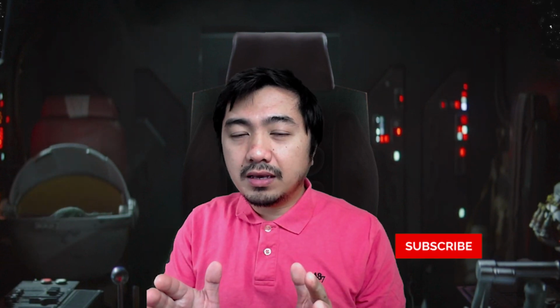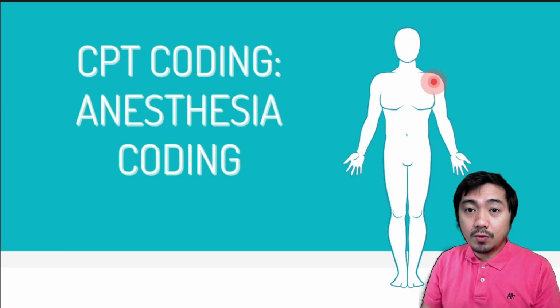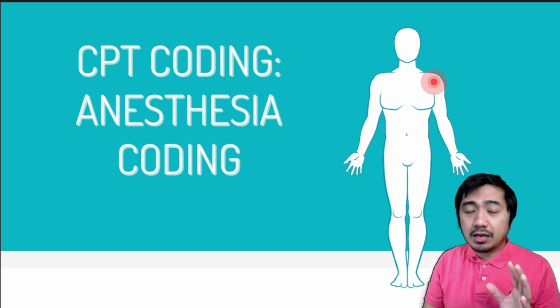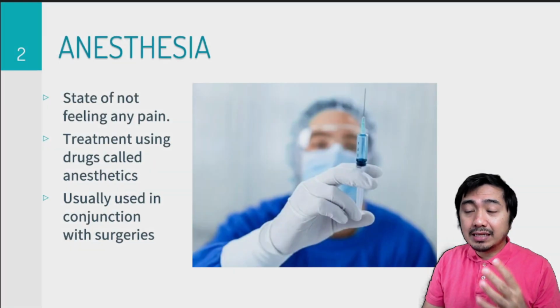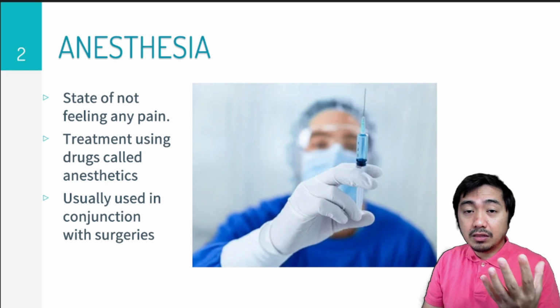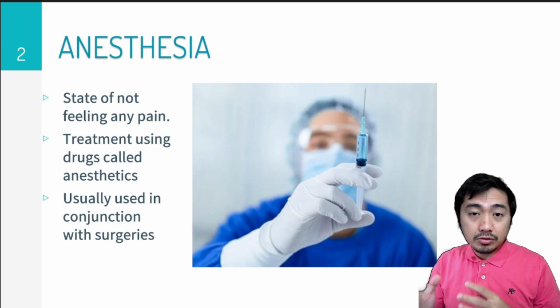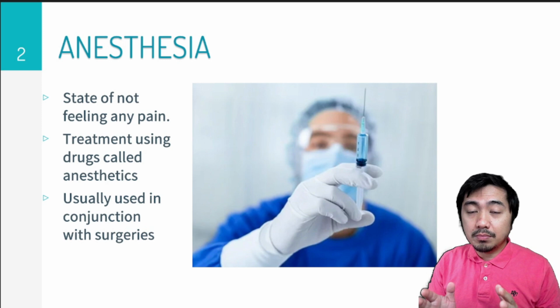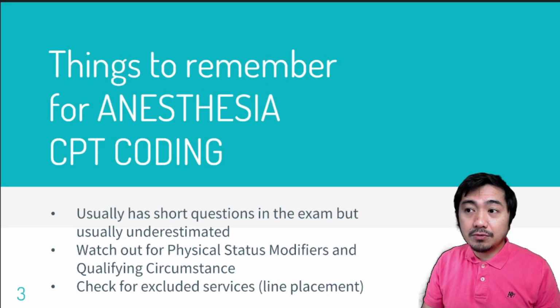Anesthesia coding is one of the easiest sections in the CPT, but you have to remember a few things in order for you to ace it in your upcoming CPC exam. But let's discuss first what anesthesia coding is. Anesthesia code sets are usually tied up with your surgery codes, and it's a state of the patient feeling no pain, or the doctors will use this to numb certain body areas or regions of the patient. Okay? And these are the things to remember for your anesthesia CPT coding.